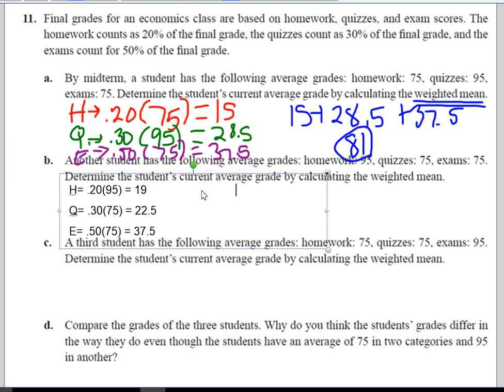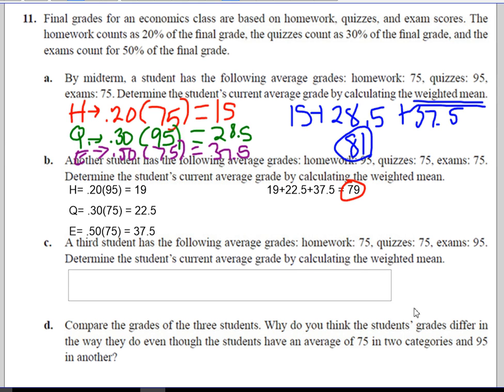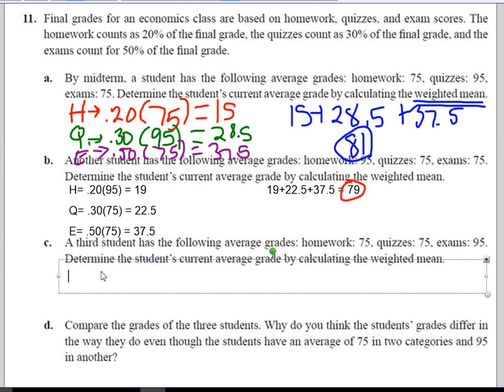So for the weighted mean, we have 19 plus 22.5 plus 37.5 to get a total of 79. So the weighted mean for this student is 79. And then another student has the exam as a 95 and the homework and the quizzes as a 75. So let's calculate how that turns out.